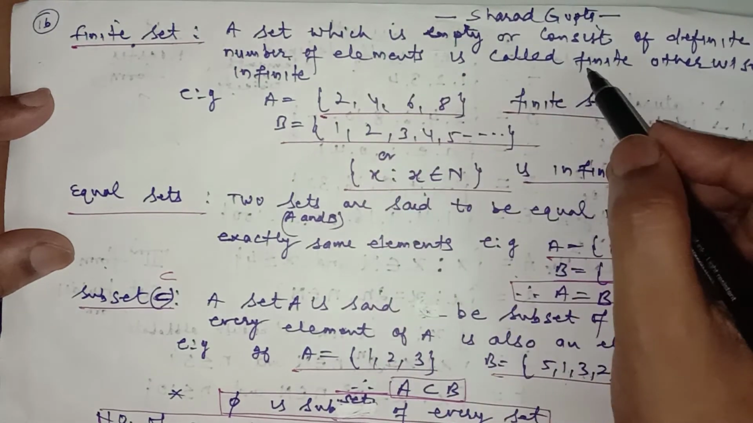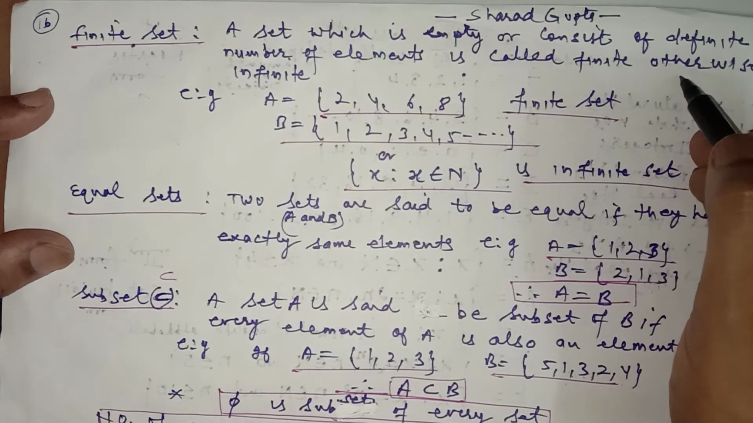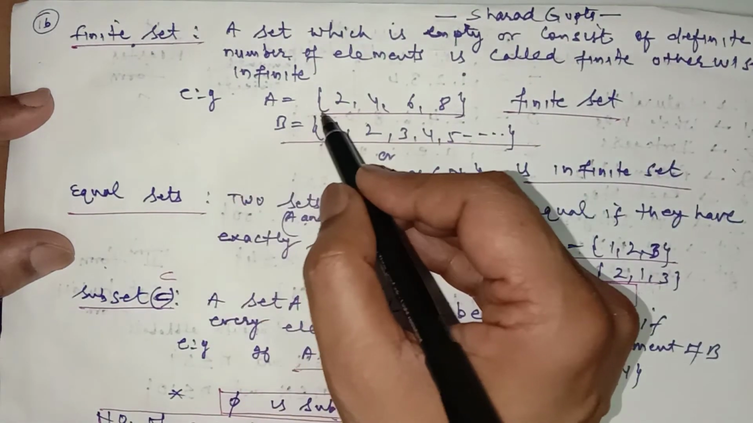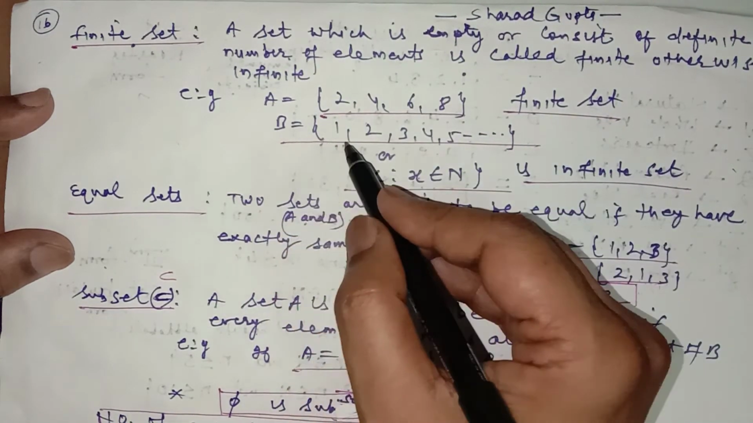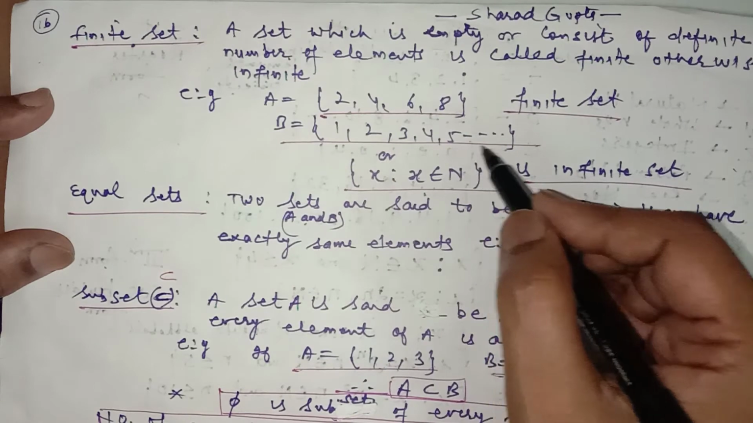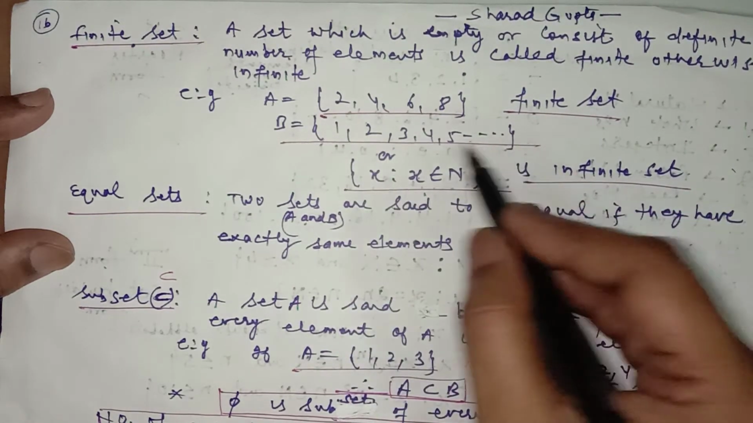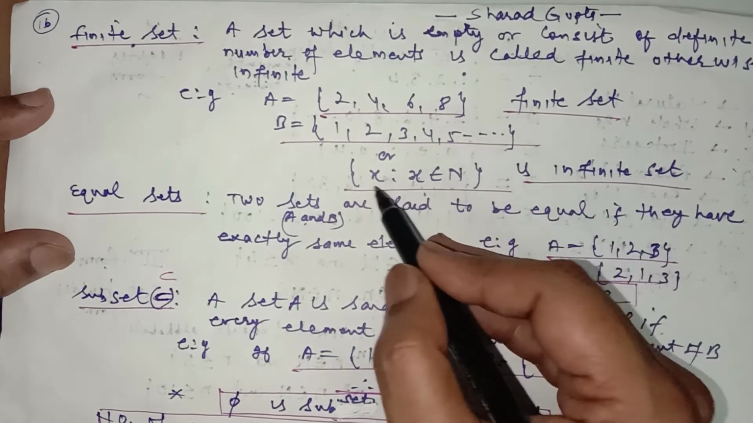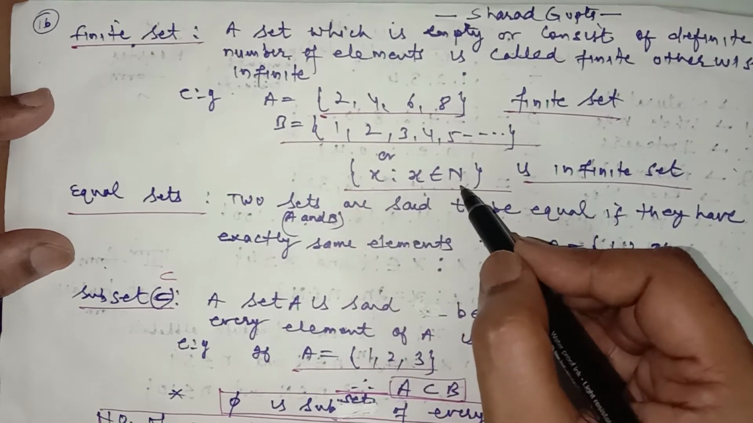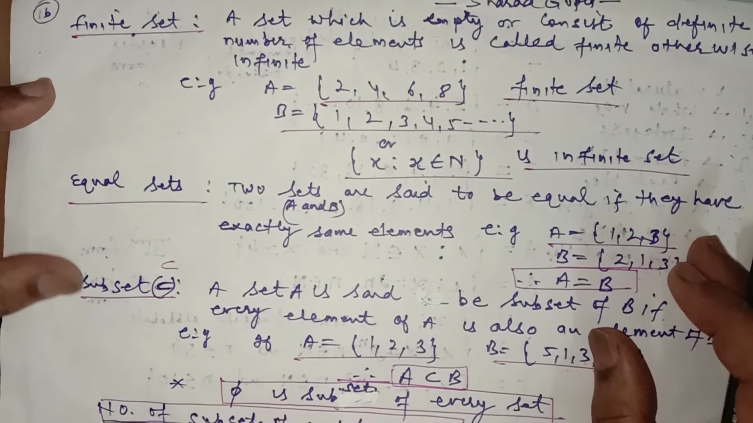A set in which we can count the number of elements is known as a finite set. For example, the set A = {2, 4, 6, 8}. In this we can count that there are 4 elements. Set B containing the elements 1, 2, 3, 4, 5, and so on is not a finite set because we cannot count the number of elements in it, so it is known as an infinite set. Or {x such that x belongs to natural numbers}, and the natural numbers are infinite, so it is an infinite set.